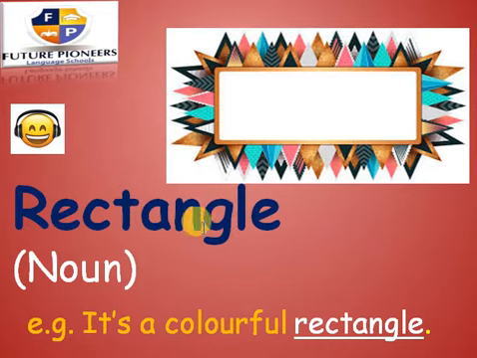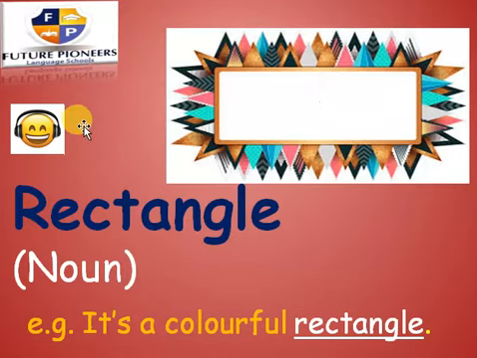Rectangle. Rectangle is a noun, and this is the rectangle. And rectangle is also a flat shape with four 90 degree angles and four sides, with opposite sides of equal length. Don't ask me what it means. Okay, it's a rectangle, and this is the shape of the rectangle. Of course, it's a noun. Example, it's a colorful rectangle.